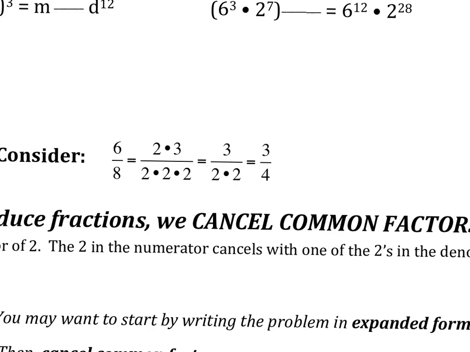6 is the same as 2 times 3. 8 is the same as 2 times 2 times 2. So you're breaking down those numbers into factors. Now look at this. Think about what is 2 divided by 2? Well, it's 1. So it really just kind of cancels out. Those 2's cancel out, and you're just left with 3 over 2 times 2, which is 3/4. So we're canceling common factors there to do that.